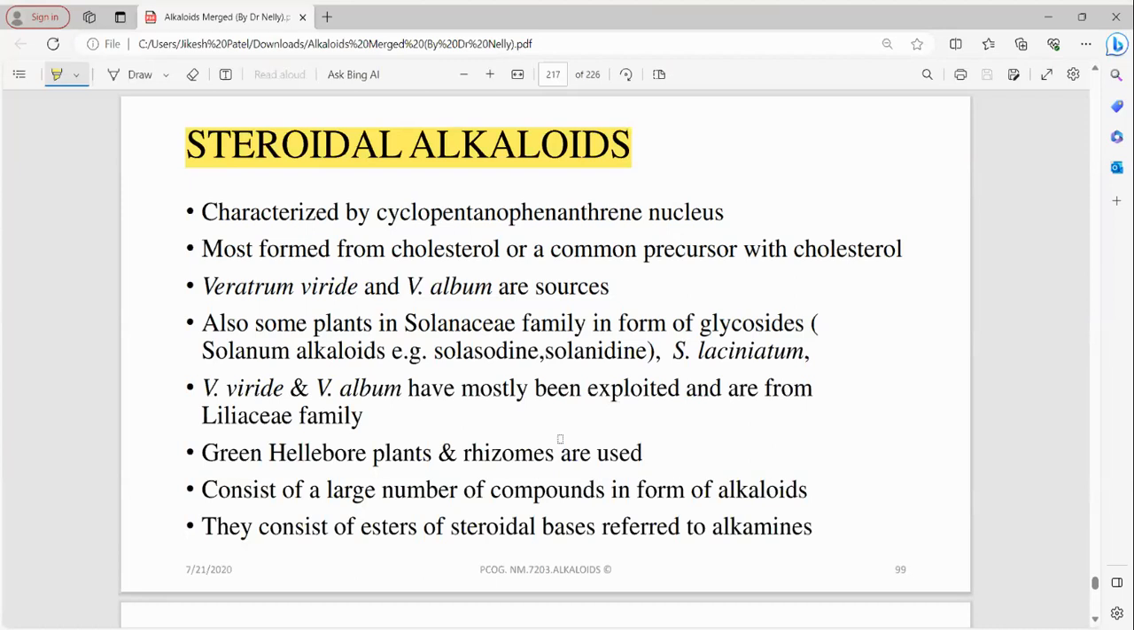There's steroidal alkaloids. Just from the name, you can say they contain a steroid nucleus in their structure. You remember that steroid nucleus, how it looks like, right? Actually four rings.